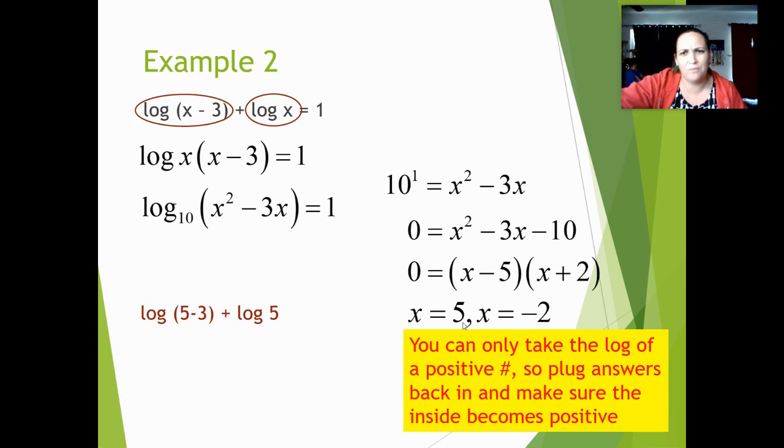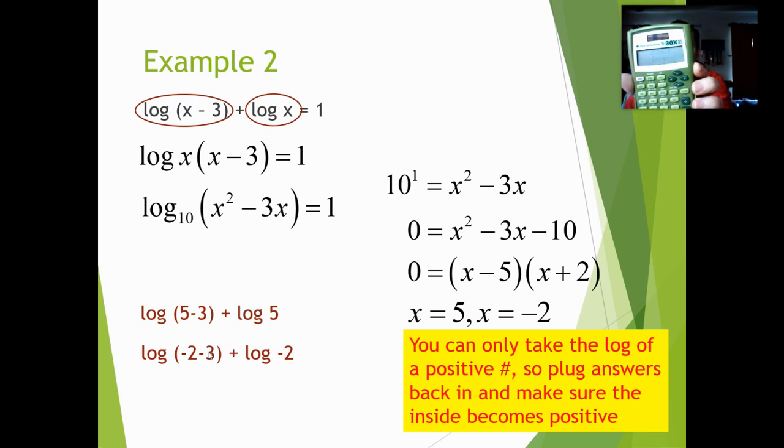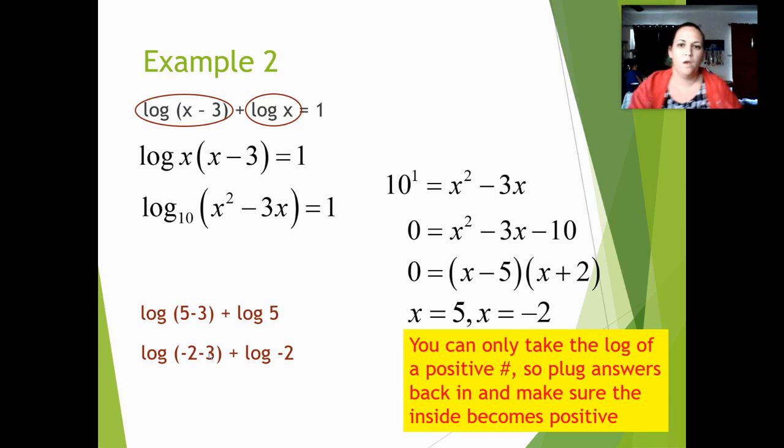This is our first example of one where it doesn't work out. And so when I plug in the -2, -2 minus 3, that's -5. And you cannot take the log of -5. You can even try it on your calculator, right? Because this is a log base 10. So you can type in log of -5 equals, and it says that it has a domain error, which basically means you can't take the log of a negative. We also run into an issue on the second log because it literally is just log of -2.